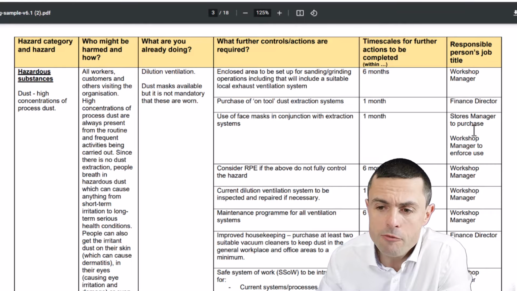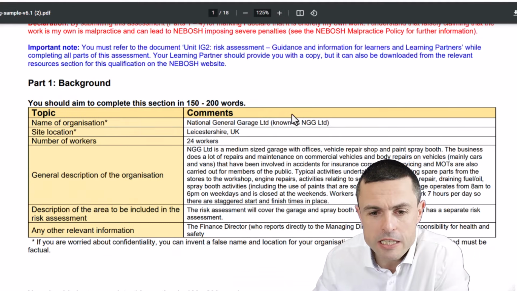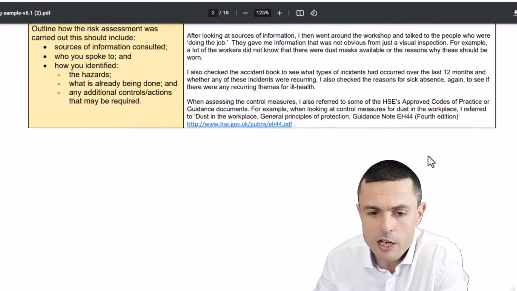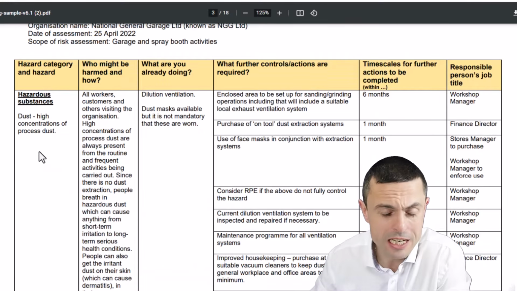So they have done a sample which is based on a garage. So we saw that in the background up here is a garage. It's quite a small, well, medium-sized garage, vehicle repair shop. And so the first thing is that we have a number of hazards. Let's just count the hazards.